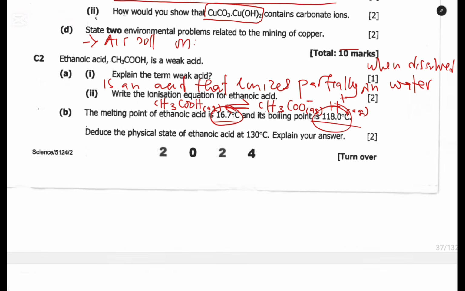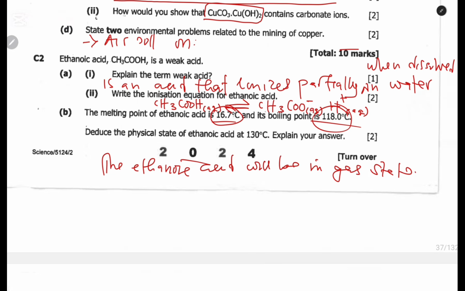Now look at the margin from 118 to 130. There's a difference, and therefore beyond the boiling point, the ethanoic acid will be in gas form. So here they're saying deduce the state of ethanoic acid at 130 degrees Celsius. Ethanoic acid will be in gas state. What is the reason?